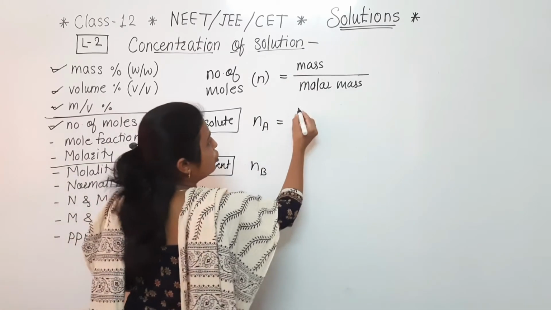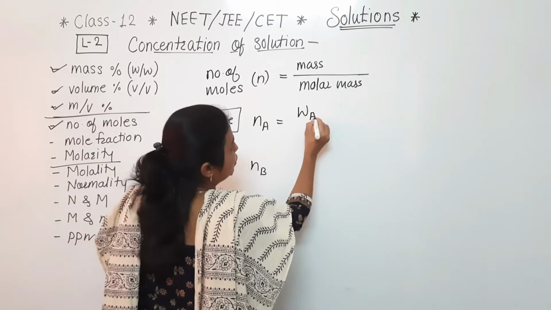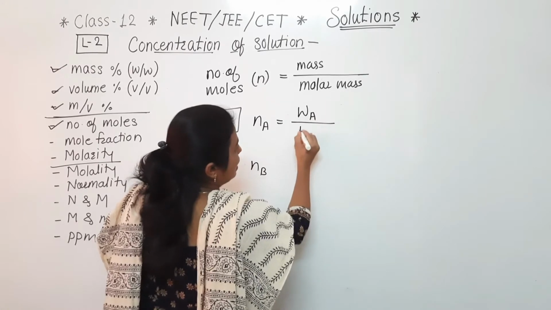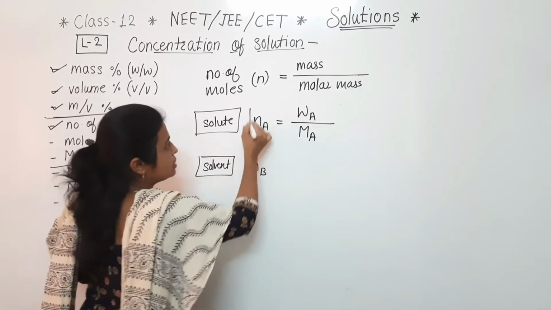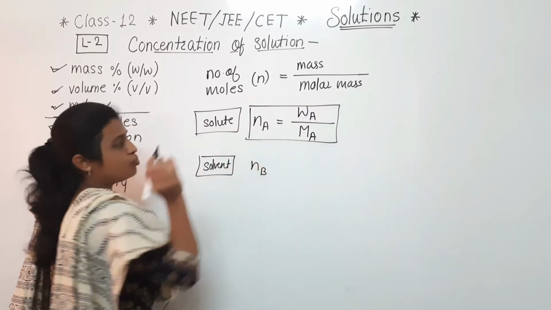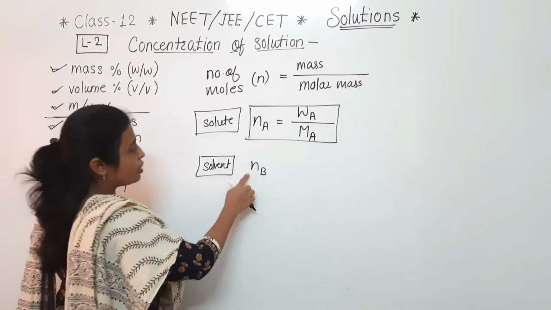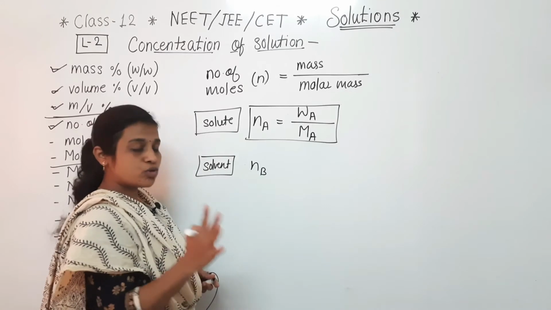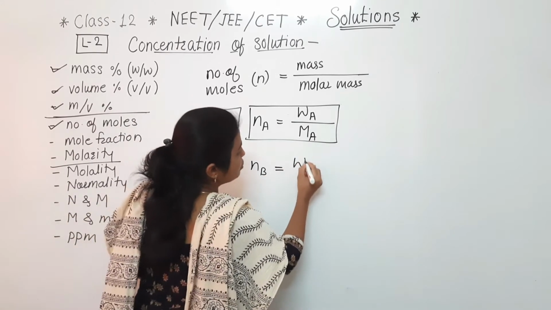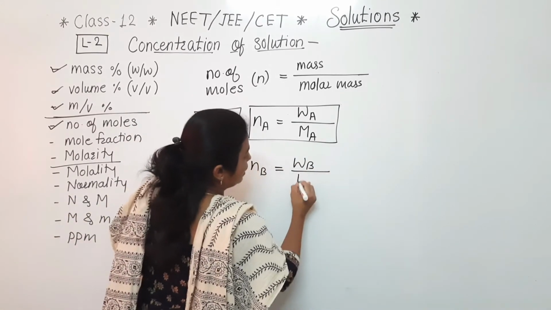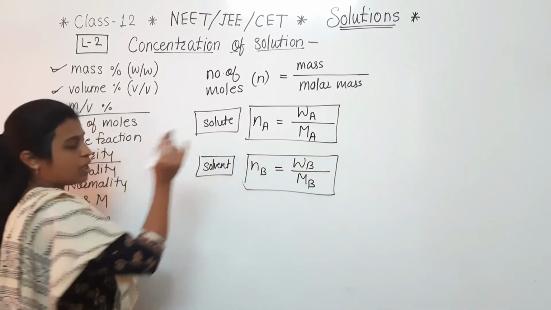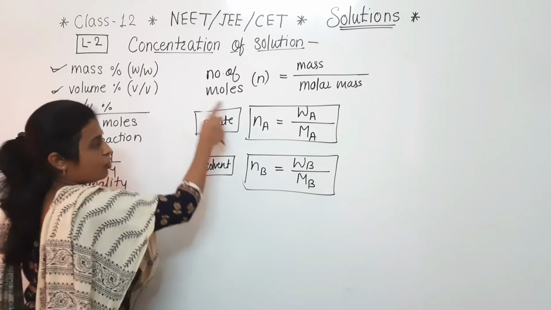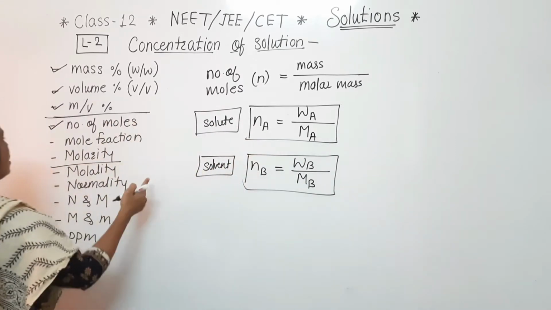The mass of solute, which is denoted by the symbol Wa, divided by the molar mass, again capital M, of the solute, so A. This is the formula for the number of moles of solute. Now what is the formula for the number of moles of solvent? That will be the mass of solvent divided by the molar mass of solvent. So here we have written the formula for the number of moles for the solute as well as the solvent.